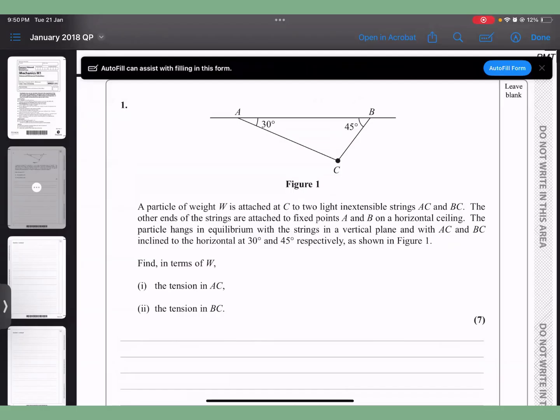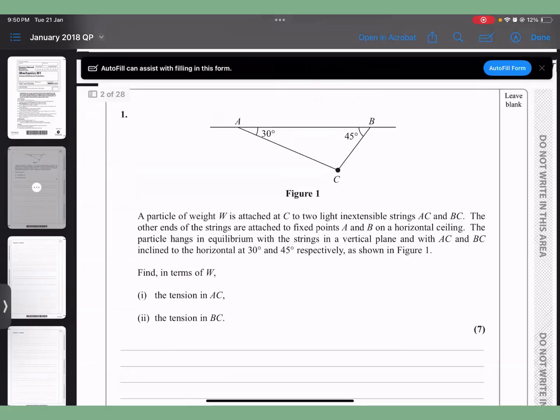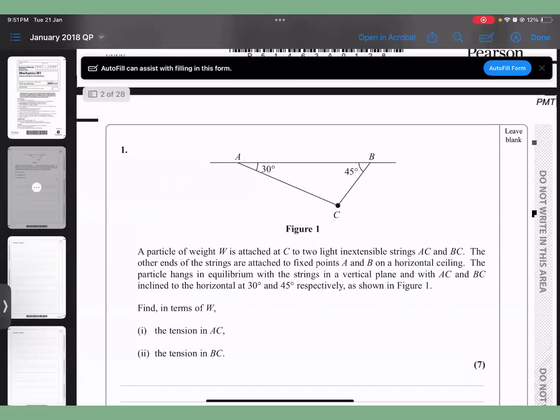This is also a good one. The weight W is attached to two strings. The other string for the equilibrium. Find in terms of W the tension in AC and BC.